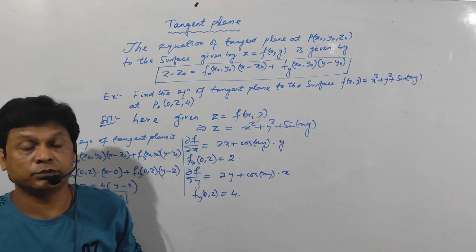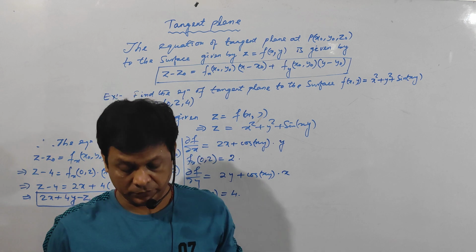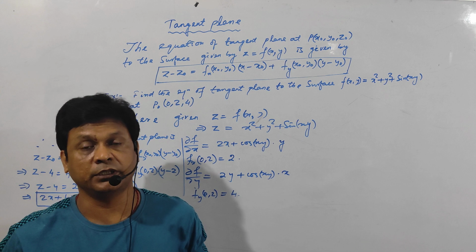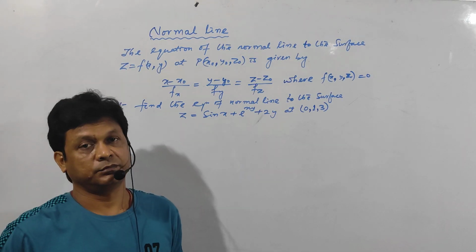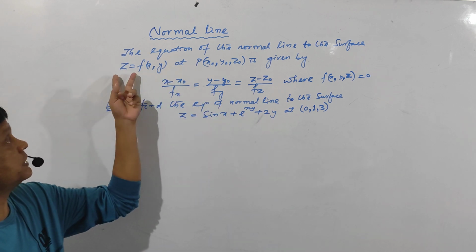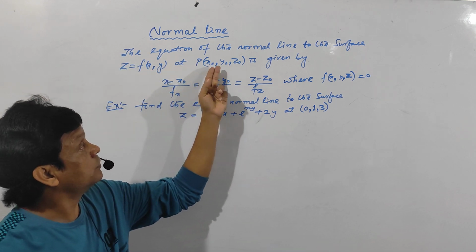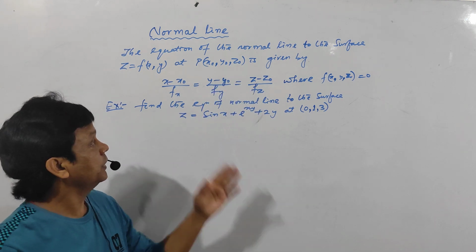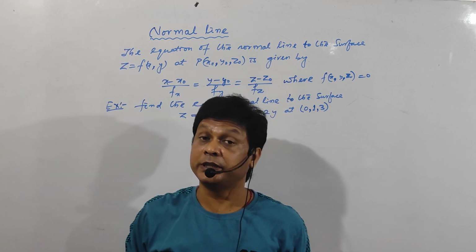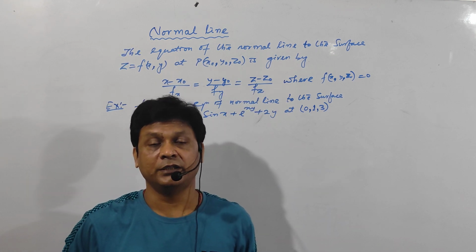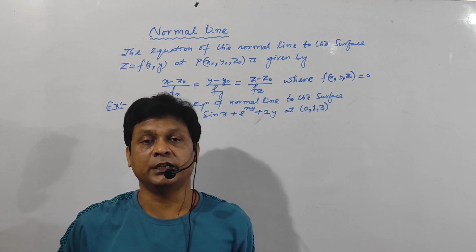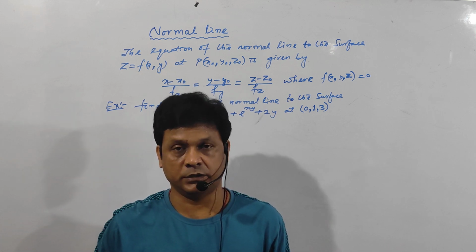Now you find out the equation of the normal line, and we'll see how the partial derivative is applicable to find out the equation of the normal line. See here. Now the equation of the normal line to the surface z equal to f(x, y) at (x0, y0, z0). Actually, this is the equation of a line in symmetric form. And the equation of a line in symmetric form in three dimensions means (x minus x0) by a equal (y minus y0) by b equal (z minus z0) by c, where a, b, c are the direction ratios, or direction cosines also, you can say.